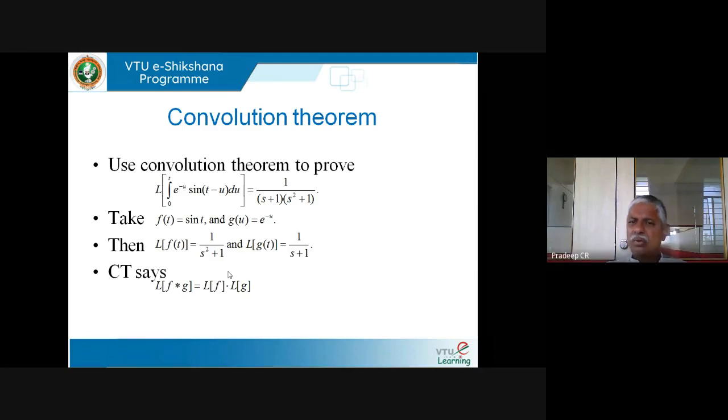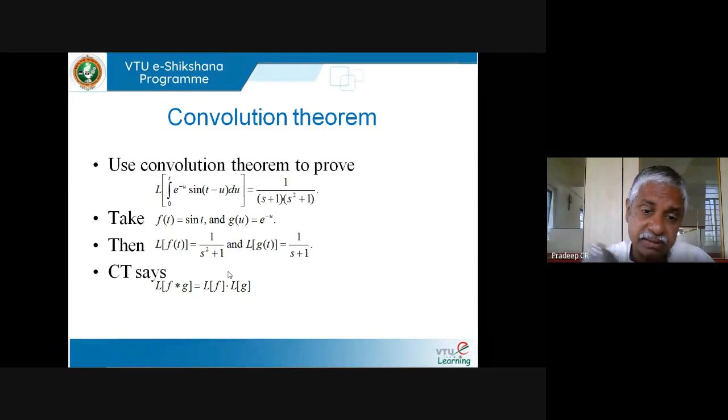Actually, I have not told you here, but it's an important result to be noted. f star g is the same as g star f. This star convolution is actually commutative. It doesn't matter in which order you take them. It's very easy. Replace t by t minus u and we'll get the answer, or u minus t, doesn't matter. Either way, it's okay. So it is commutative. Whether you convolve f and g or g and f, both give the same answer.